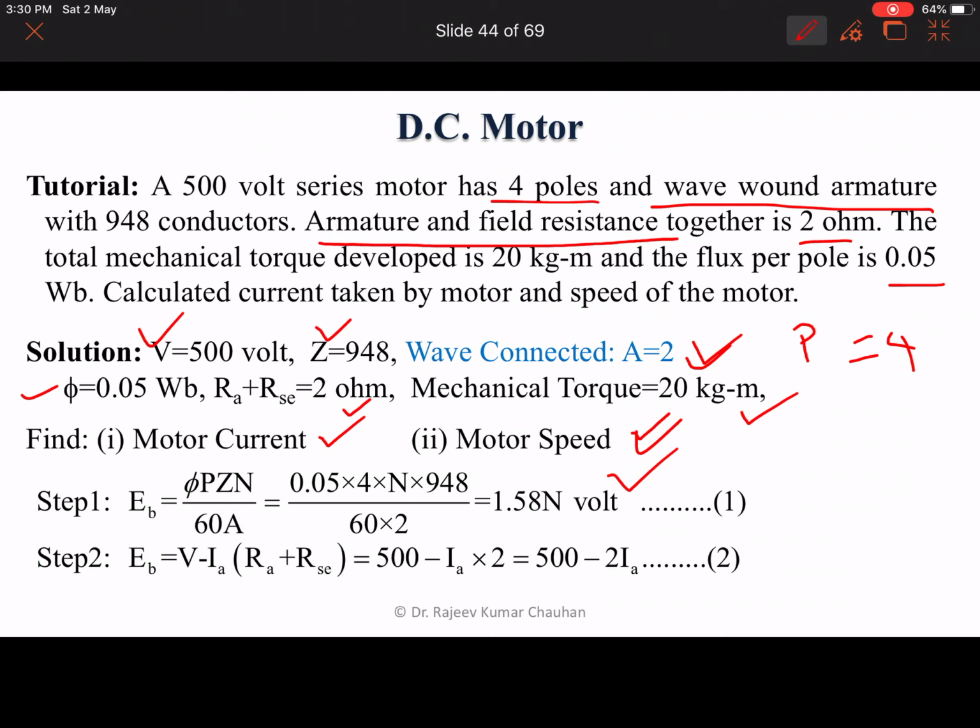From the voltage equation of a DC series motor, we know Eb is equal to V minus Ia bracket Ra plus Rse. We know the value of V, we know the value of Ra plus Rse. So just substitute here. So Eb will be 500 minus Ia into 2, or we can say Eb is equal to 500 minus 2 Ia.